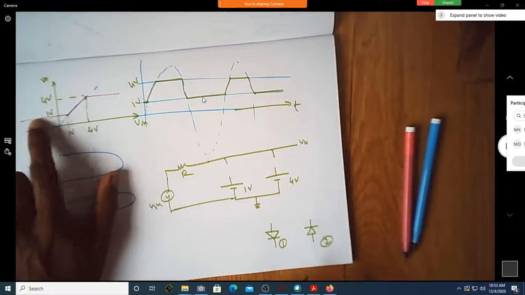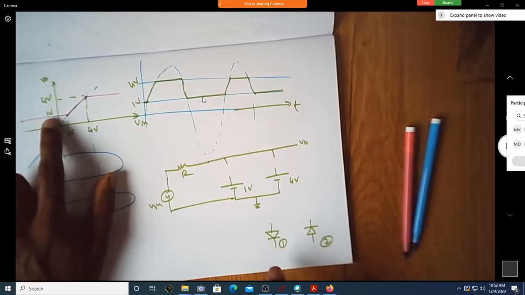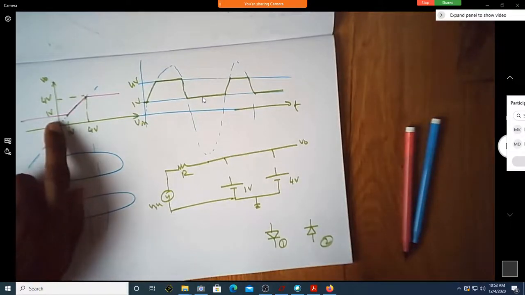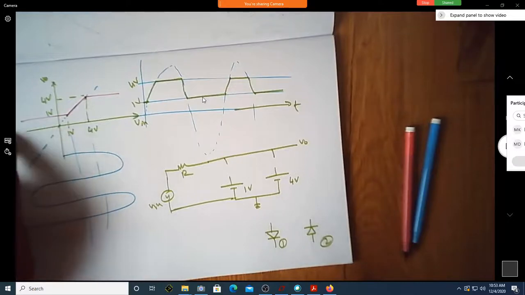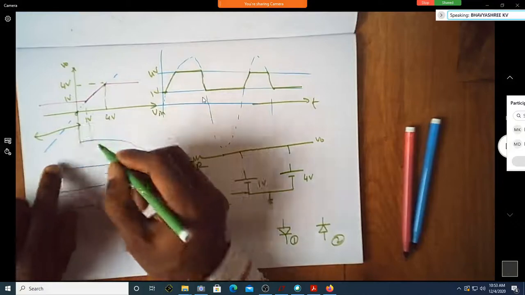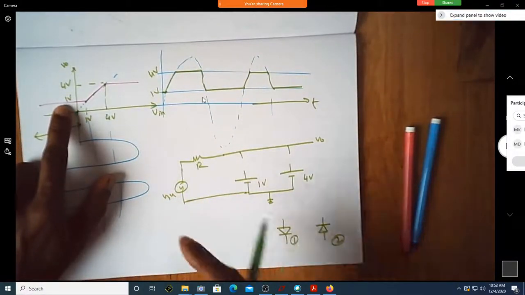What should happen during negative half cycle? One diode should be on, which is connected to a battery of 1 volt. Just have a look at this point. Is the input voltage less than 0 here? Yes, sir. This is negative half. During negative half cycle, one diode should be on. That should be connected to the 1 volt battery.